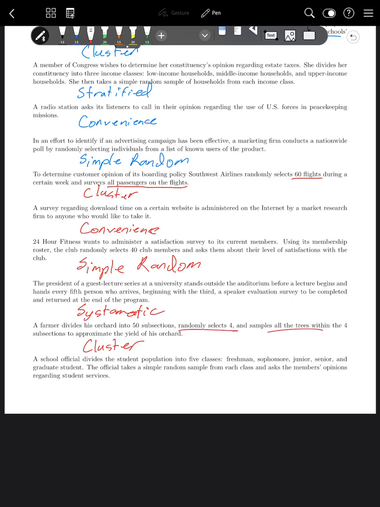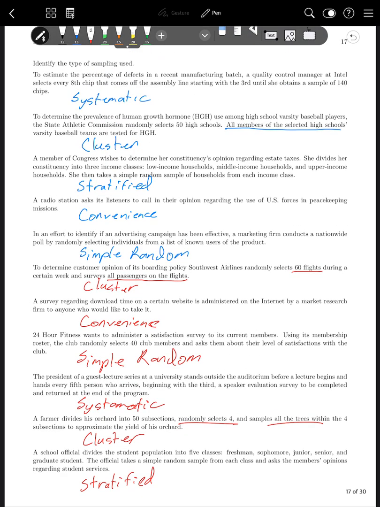And then the last one is a school official divides the student population into 5 classes: freshman, sophomore, junior, senior, and graduate student. The official takes a simple random sample from each class and asks the members' opinions regarding student services. So that would be stratified, because he's breaking them into groups and then randomly selecting from each group. Okay. So those are the different types and how to recognize which type of sampling is occurring.